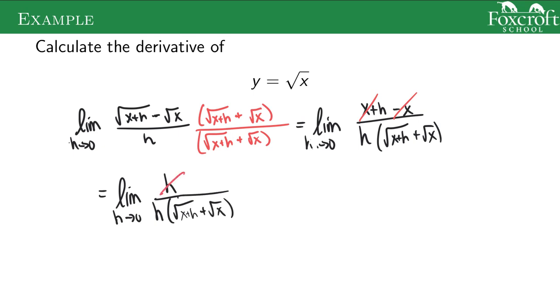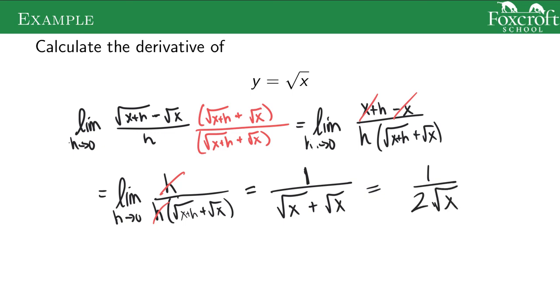And again, once you're canceling out those h's, that's the good sign that now I can just plug in h equals 0. I have a 1 on the top. On the bottom, if h is 0, I get the square root of x plus the square root of x, but that just means there's 2 square roots of x. So that would be the derivative of the square root of x function. Same thing for all these.